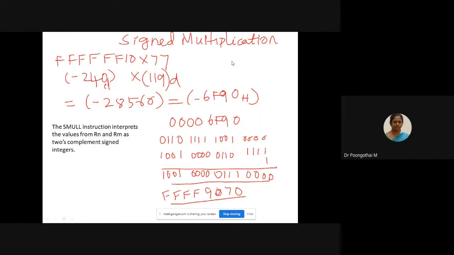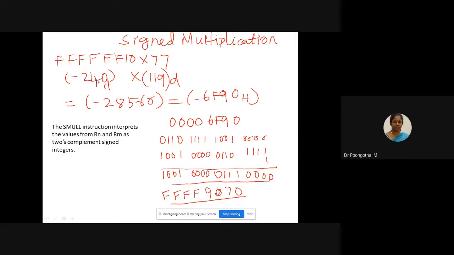So for this, we have to take the 2's complement of 6F90. You are going to get this value after the signed multiplication. Are you able to follow?